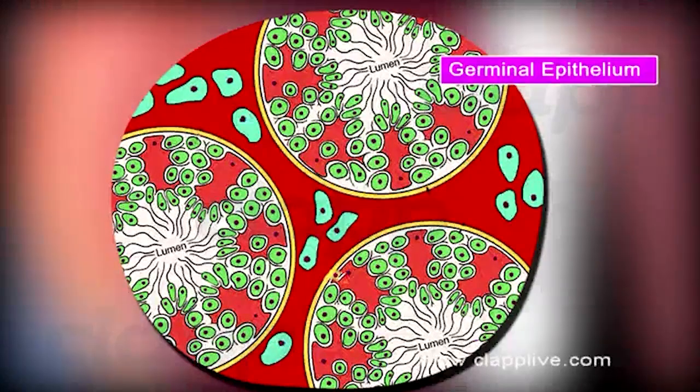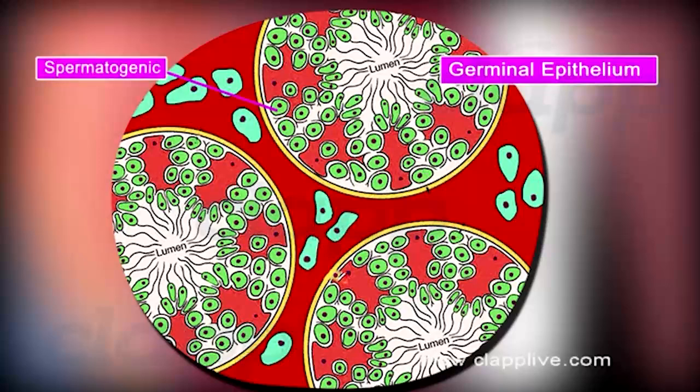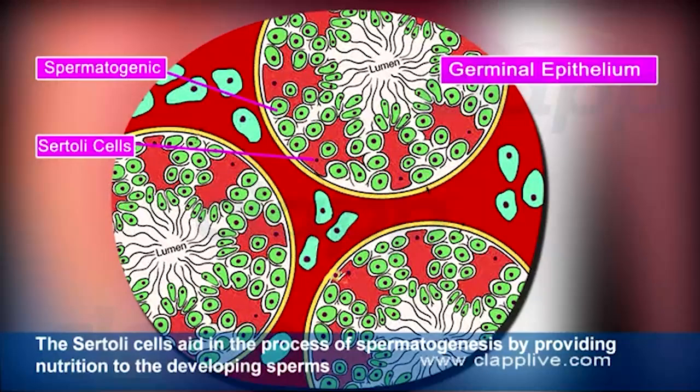Germinal epithelium consists of two types of cells: cuboidal cells called spermatogonia and pyramidal cells called Sertoli cells or nurse cells. Spermatogonia, or the sperm mother cells, produce sperms. Sertoli cells aid in the process of spermatogenesis by providing nutrition to the developing sperms.